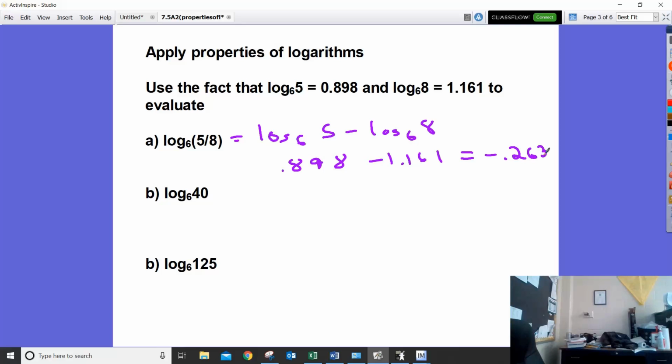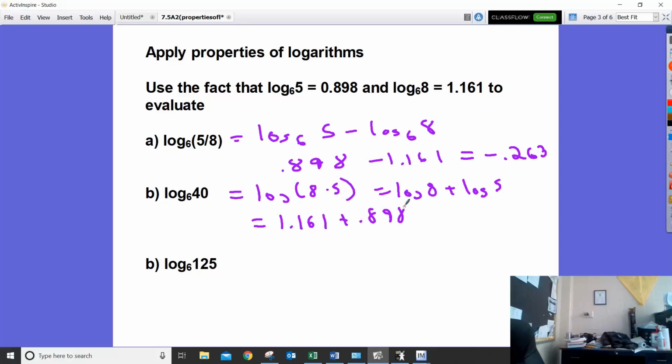B, log base 6 of 40. I want to break this thing down so that I see things about 5 and 8. 8 times 5, that's right. Think about what 40 is. It's 8 times 5. Multiplication, you can add it together. That's right. Log of 8 plus log of 5. So we got our 1.161. I'm going to add to it that 0.898.